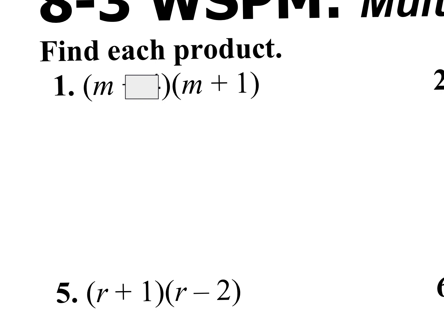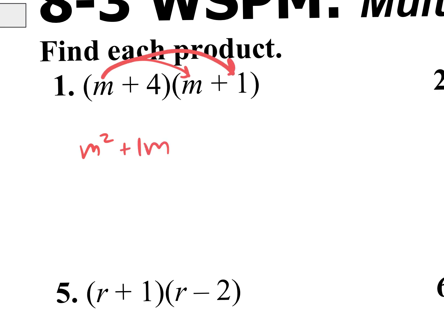So we're going to pretend that the 4 is not there, and we're going to distribute m times m is m squared. Let me just get this out of the way, and let me show that work. I like to draw arrows. M times m is m squared, and then m times 1, that's positive 1m. Okay, and then you're going to distribute the positive 4 times m, that's a positive 4m, and positive 4 times 1 is a positive 4.